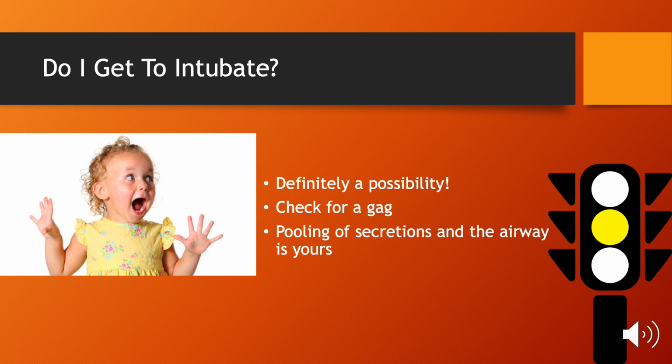to intubate? That's definitely a possibility. So check for a gag. If you have pooling of secretions, then that airway is yours. You go. If not, you're yellow. You need to move on to your ABCs.